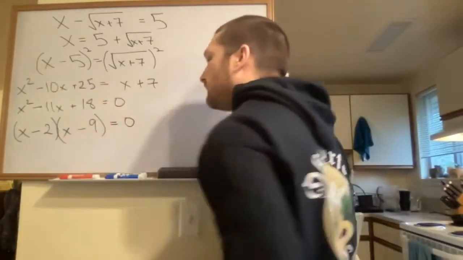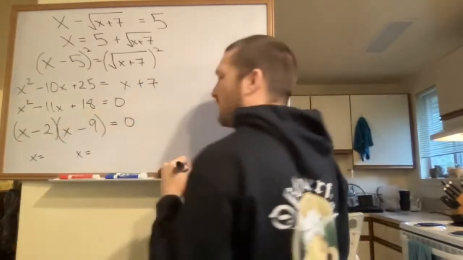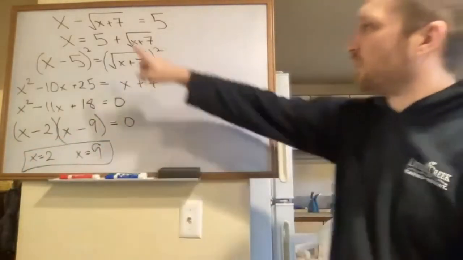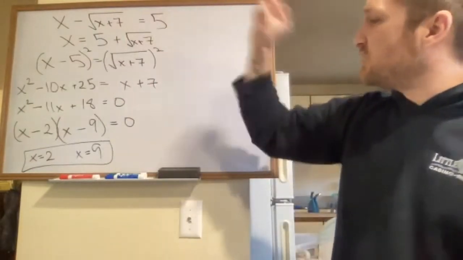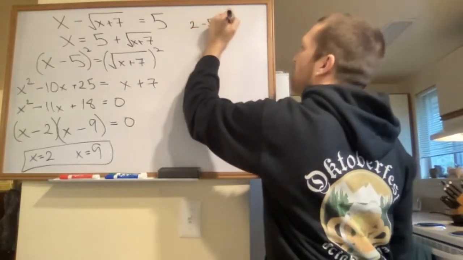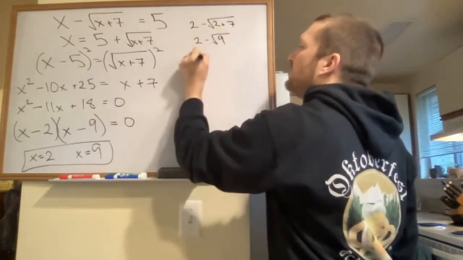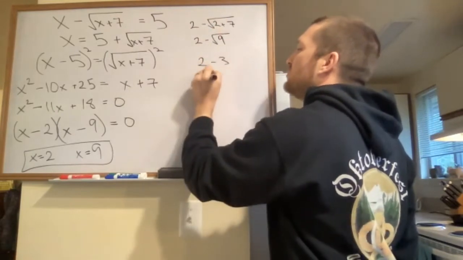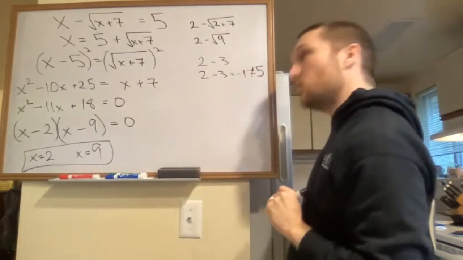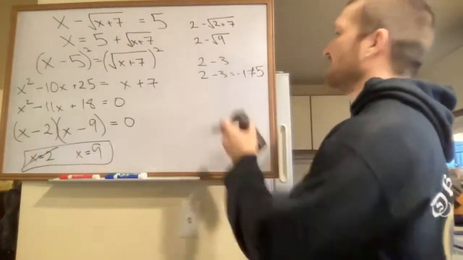Okay, good to go. So that means x is equal to what? X is equal to 2 or 9. So let's finally check the original equation. If I plug in a 2, I get 2 minus root of 2 plus 7. That gives me 9. 2 minus the square root of 9 is 3. 2 minus 3 is negative 1, which is not equal to 5. So 2 is not one of them. Okay, let's check the other one.